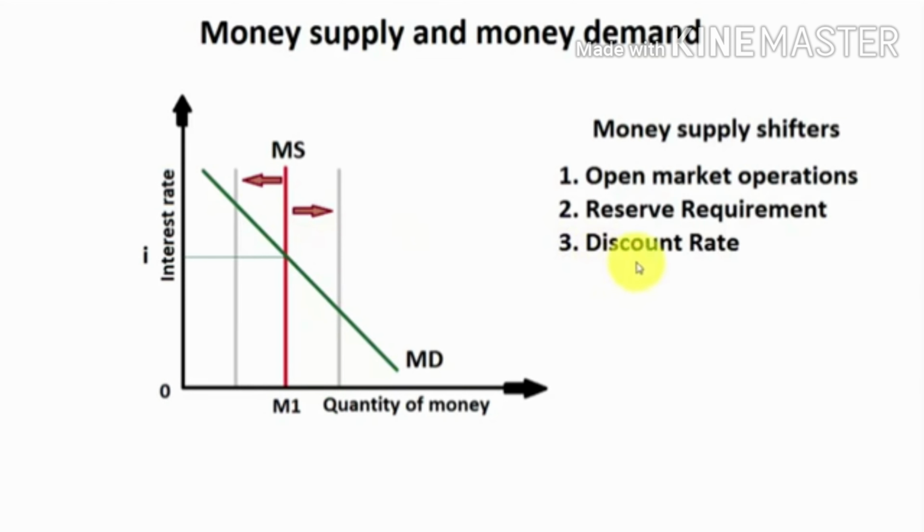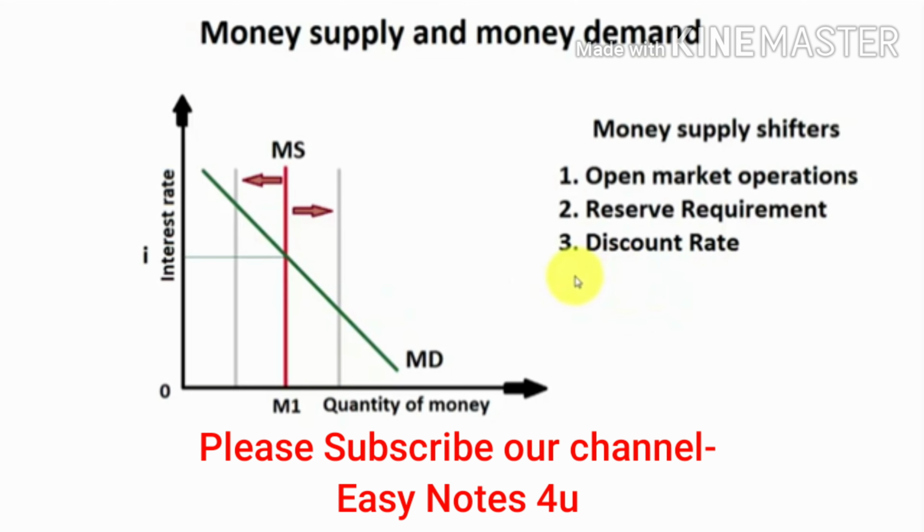The last one is discount rate. Commercial banks also take loans from the central bank. So if the discount rate is high, commercial banks will take less loan. If the discount rate is low, commercial banks will try to take more loans, which will result in more money supply in the market. Discount rate is known as the interest rate charged by the central bank, and the central bank takes this interest from commercial banks. This is how money supply and money demand work.